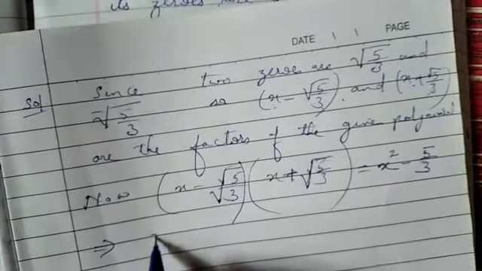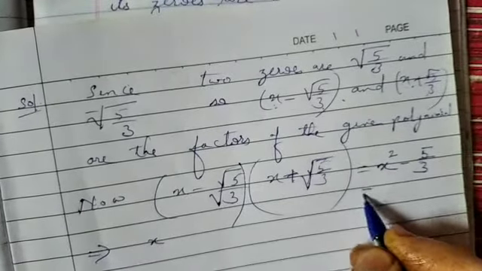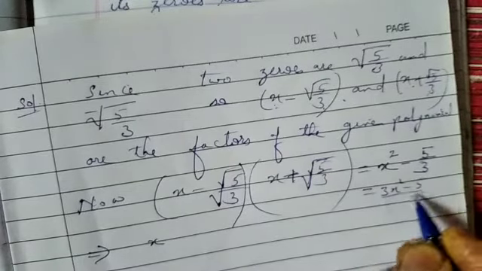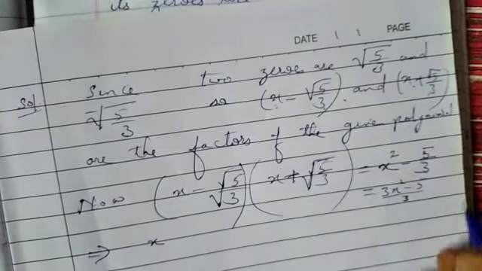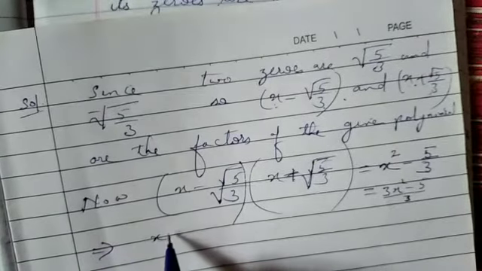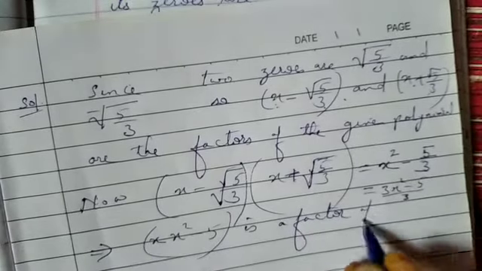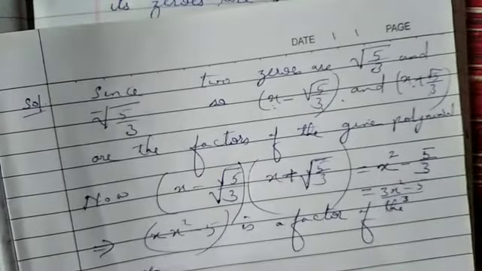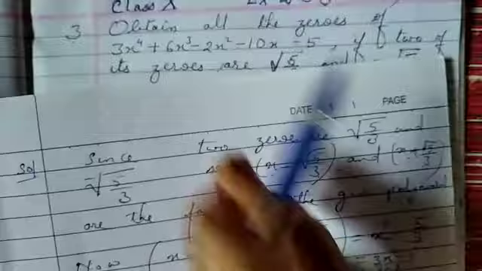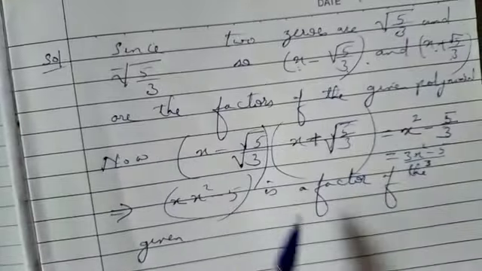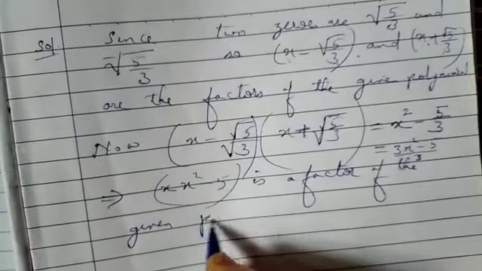This implies that x square minus 5 by 3, and if we write it this way, 3x square minus 5 divided by 3. If it is equal to 0, then this is the factor. This implies that 3x square minus 5 is a factor of the given polynomial. That is this one. So let us solve.